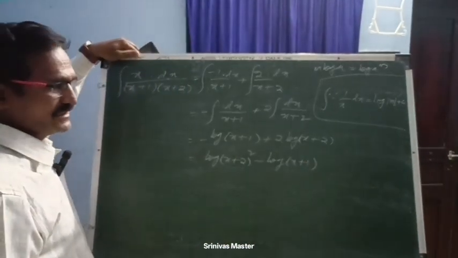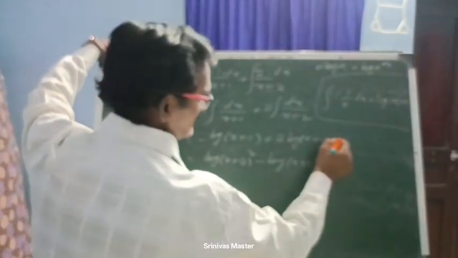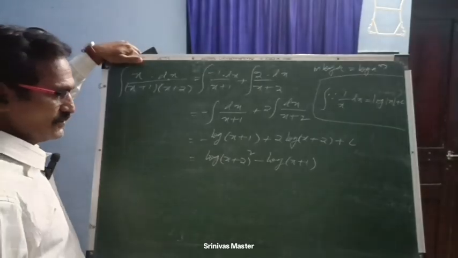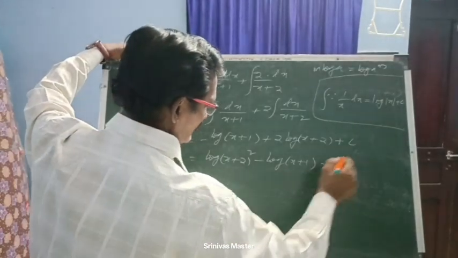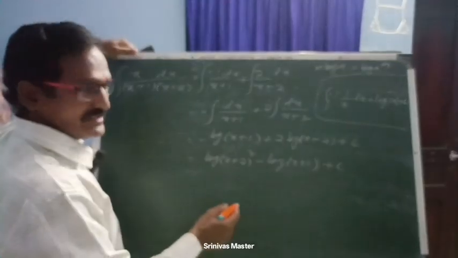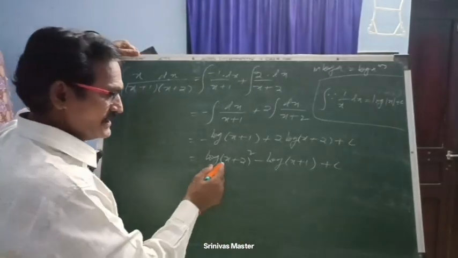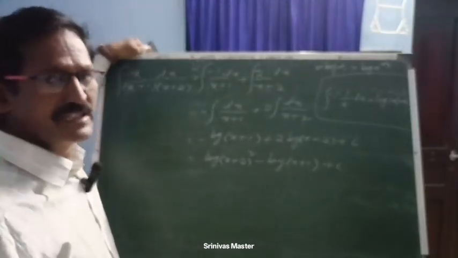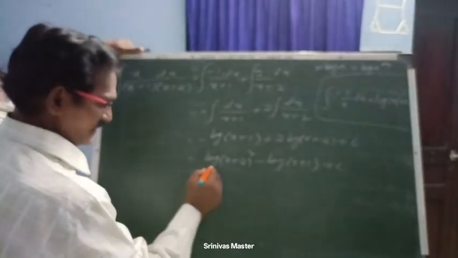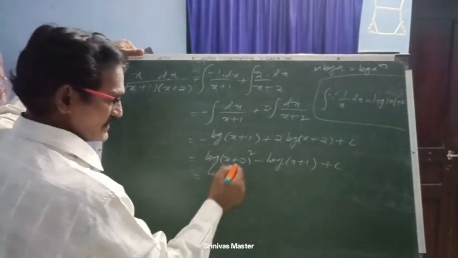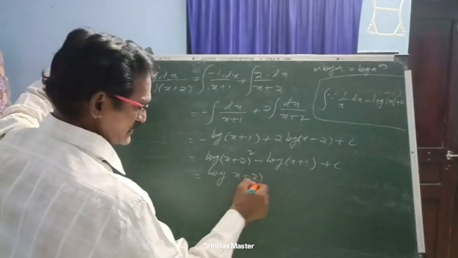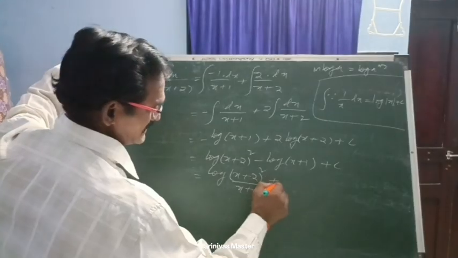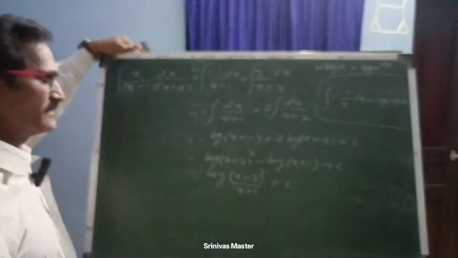Integration is completed generally. So what you have to consider after completion of integration is to take the auxiliary constant c, plus c has to be taken. Now log (x plus 2) whole square minus log of (x plus 1). That means log a minus log b equal to what? Log a by b, you know that. That means here a value is (x plus 2) whole square, and b value is x plus 1, plus c. We can take it as the result of that question.